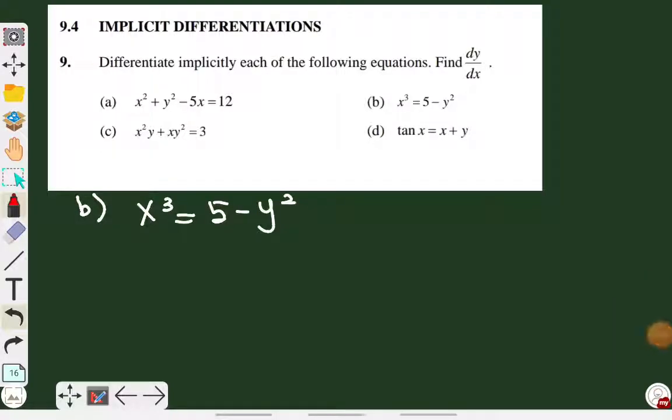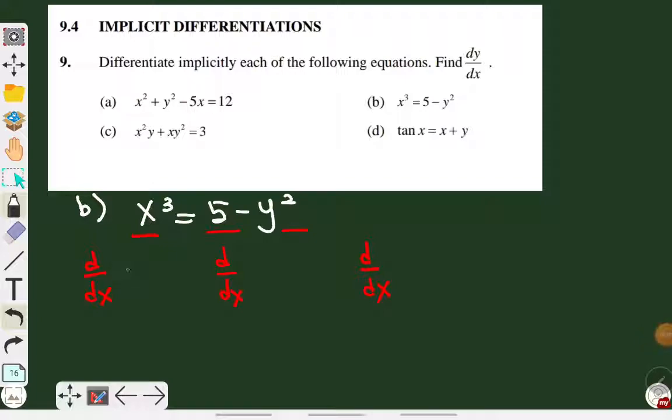Let's move on to question B. Let's look at how many terms we have: 1, 2, 3. I would like to slot in d over dx. So d over dx first, d over dx second, and d over dx third.